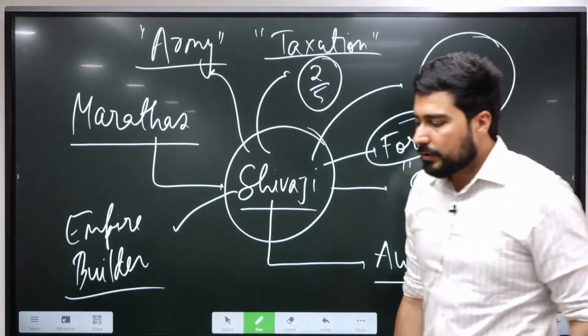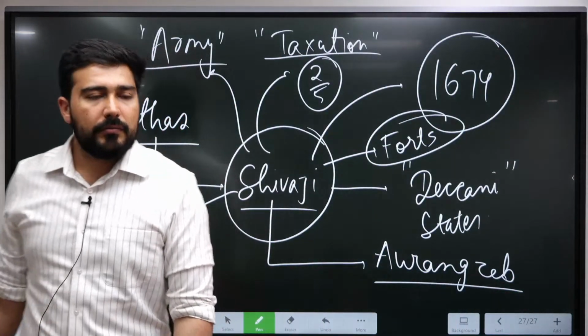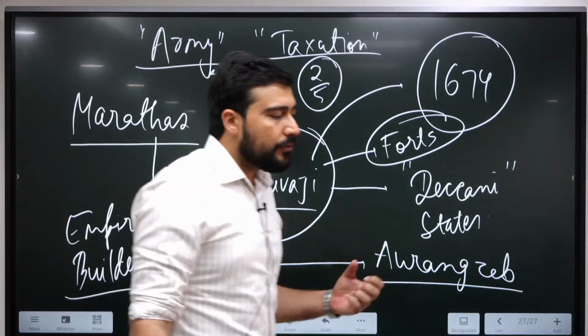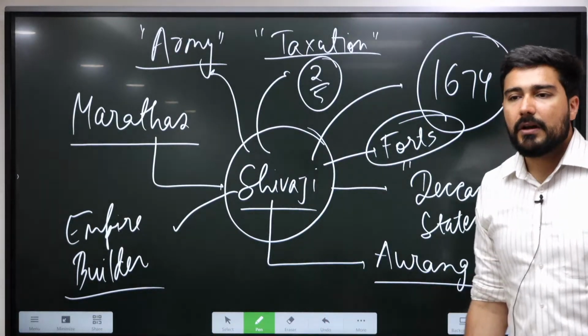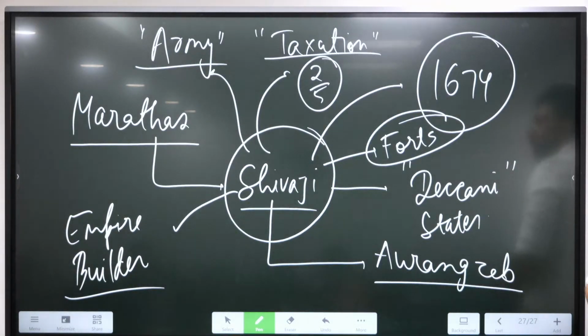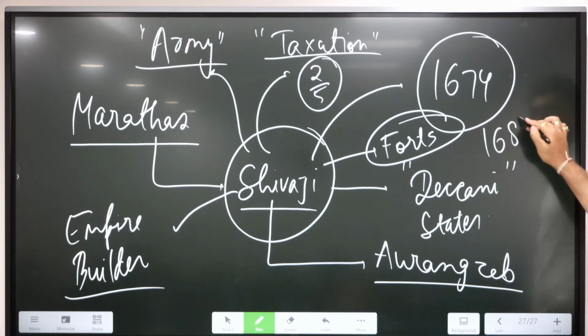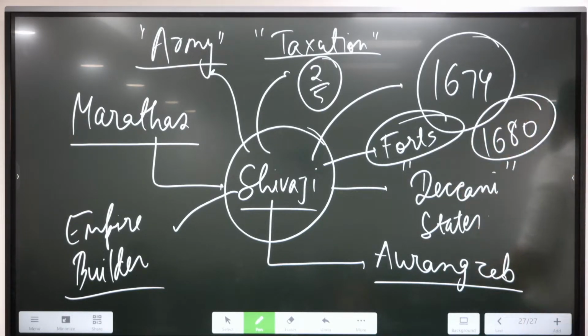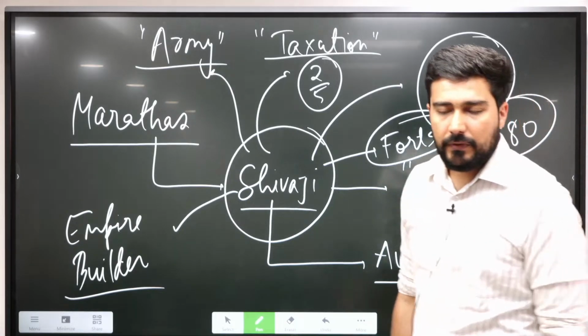Okay, forts were also created. So these forts were used by him for defense as well as offense throughout the region. So he was the one who established the name of Marathas, and eventually he died by 1680. And thereafter, the second line was not that much competent.